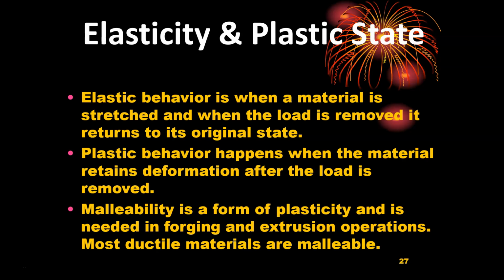Elasticity and plastic state. Now again, the elastic behavior is when a material is stretched, and when the load is removed, it returns back to its original state, like a rubber band. Plastic behavior happens when the material retains deformation after the load is removed. Malleability is a form of plasticity and is needed in forging and extrusion operations. Most ductile materials are malleable.